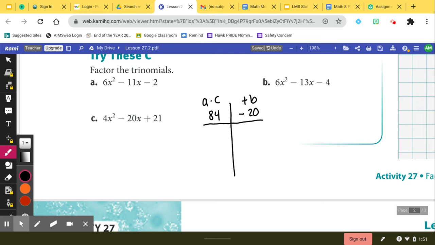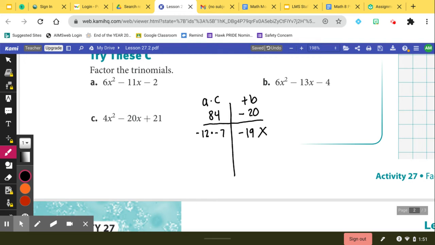84. I bet you 12 is a factor, and that would be 12 times 7. And it's going to need to be negative, so negative 12 times negative 7. That adds together to be negative 19, so that one doesn't quite work.